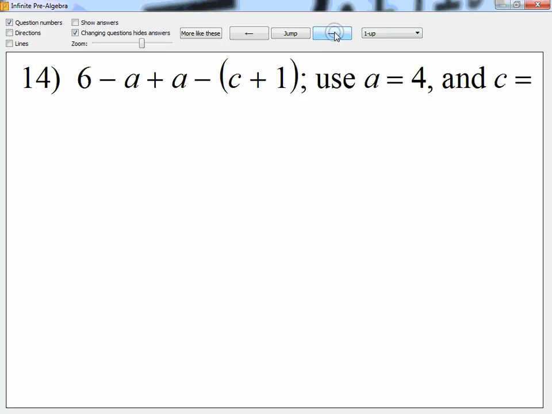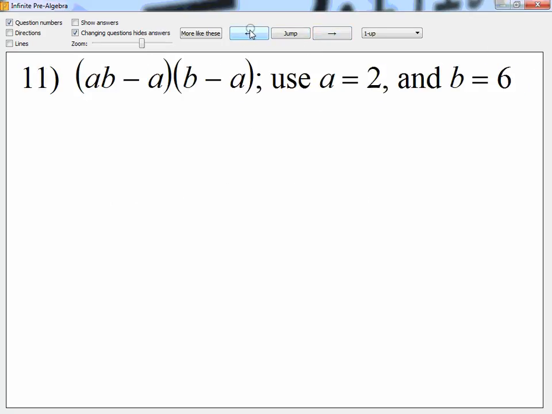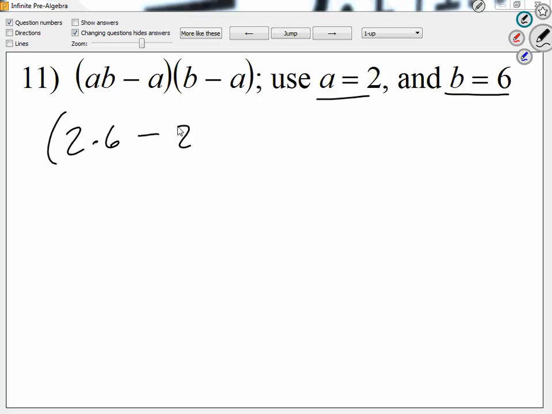Let's take a look at number 11. Now we have letters. And it says for A, I'm going to use 2. For B, I'm going to use 6. So let me copy this out. I'm going to write 2 times 6 minus 2, and now the parentheses 6 minus 2. Do keep in mind though, I added my little times between the 2 and the 6. Right, when two things are put together, that means times. When it's letters, we can see that there are 2 letters. But if I don't put my times in with numbers, that would look like 26. So do put a times, so it's easy to see.